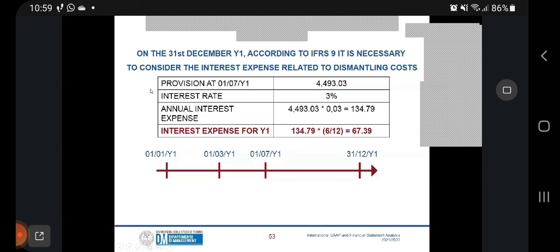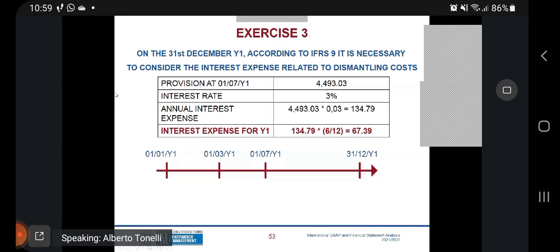related to dismantling costs in order to bring the value of the provision to the 31st December year 1, because we computed before the value of the provision, so the present value. But I remind you, the nominal value after 15 years should be 7,000. In order to do so, first of all, you have to consider the provision at the 1st July year 1, which is equal to the present value that we computed before. The interest rate is equal to 3%.